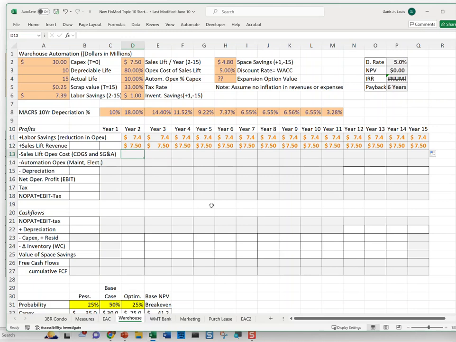However, that $7.5 million, I need to account for the cost of the items that I'm selling. So I'm going to do minus that $7.5 million times, I have an assumption that 80% of the savings is in actual operational expenditures or COGS. I'll anchor that. So you can see that actually 7.5, it's only going to net you 1.5.